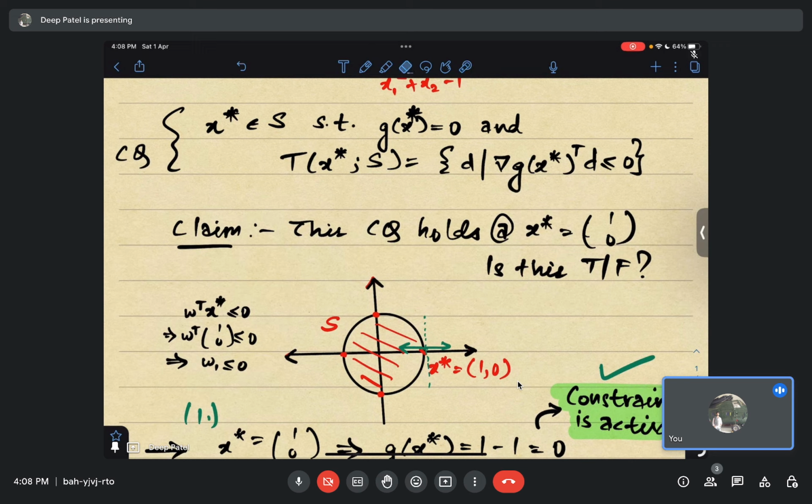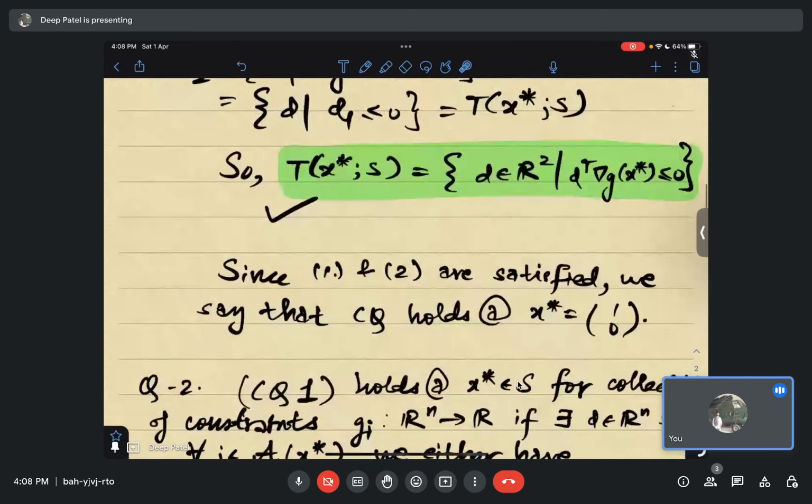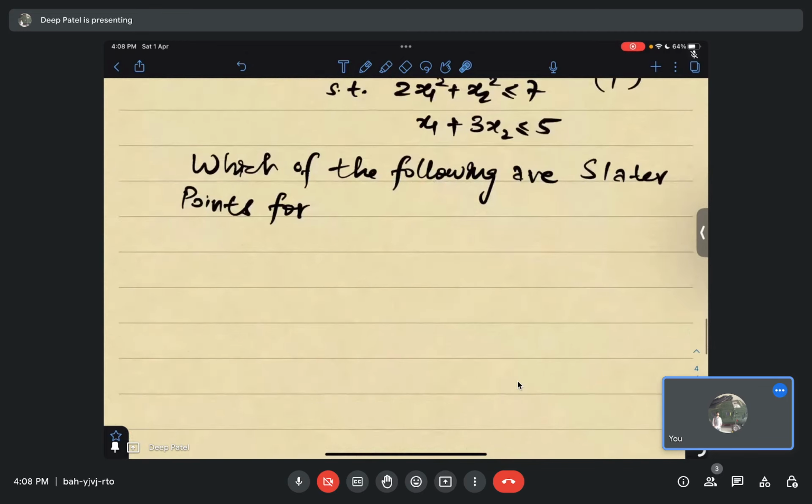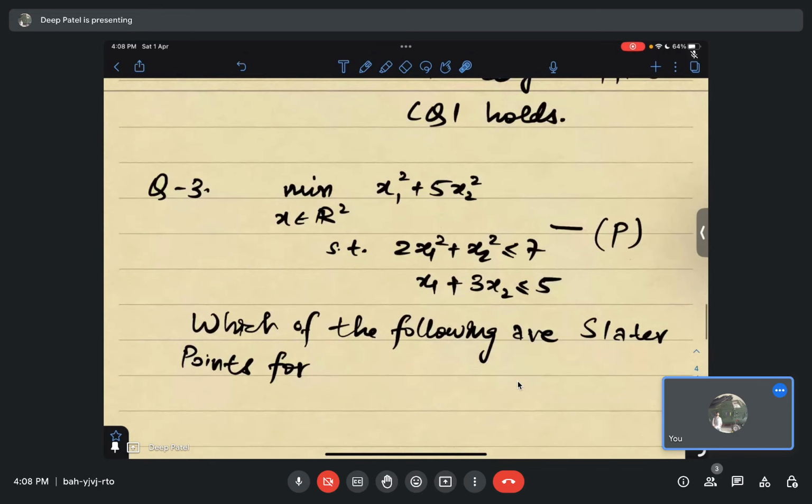So in this case, like I was saying, if you can find an obtuse direction, a direction which is at an obtuse angle with the gradient, then we saw, and we also proved it in a different way, that indeed the constraint qualification holds. So whatever condition we are coming up with, these are all sufficient conditions.